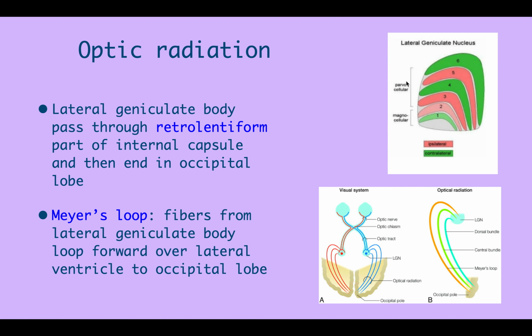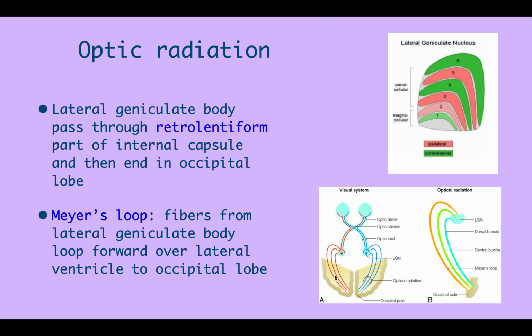So the lateral geniculate body is made out of 6 nuclei, and they're divided into the magnocellular and the parvocellular. So the nuclei in pink, so 2, 3, and 5, are going to be responsible for ipsilateral vision, while 1, 4, and 6 are going to be responsible for contralateral vision. And that's due to the decussation, remember.